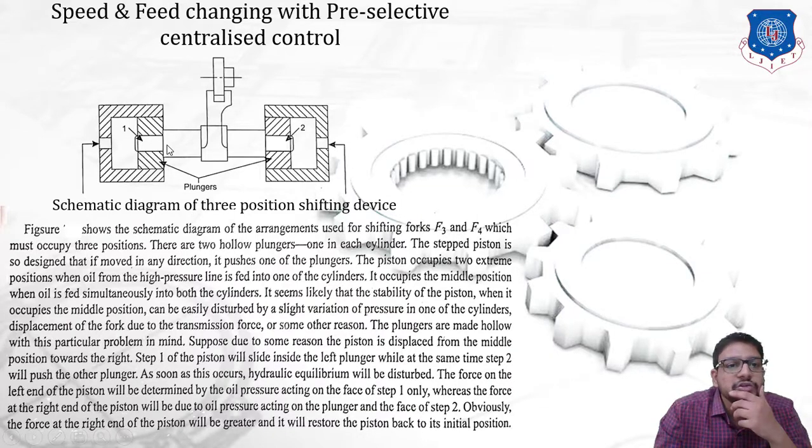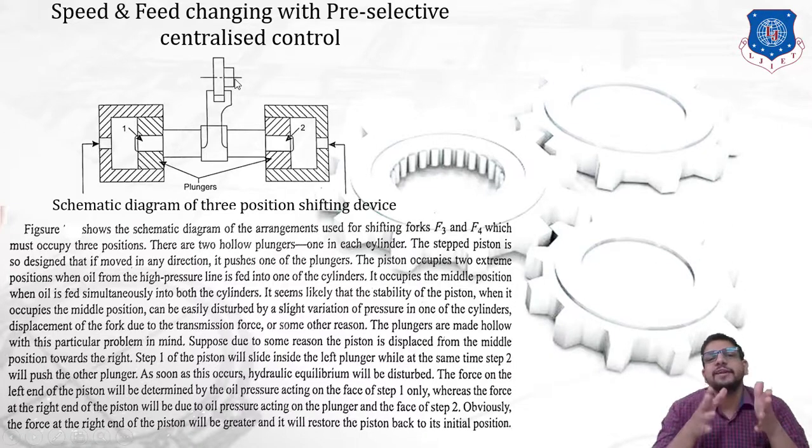Okay, now how is it going to operate? So we would say that it is going to be used for shifting forks F3 and F4, which must occupy three positions. So F3 and F4 are the forks in an actual hydraulic centralized control system. Okay, which we are going to see in our next successive slide. The stepped piston, which you can see in this diagram, is so designed that if moved in any direction, it pushes one of the plungers.